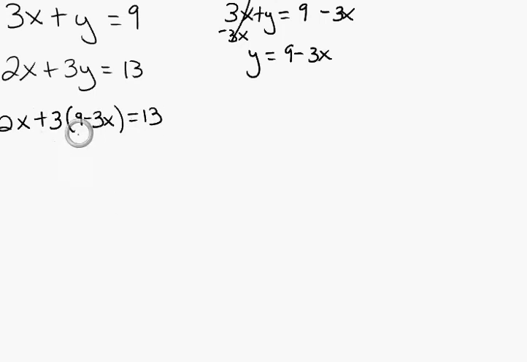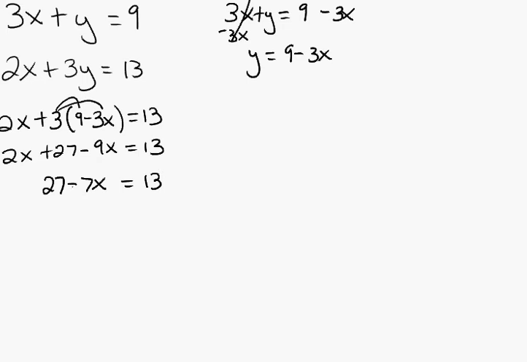I want to simplify this left side of the equation fully by first distributing. So I'm going to have 2x plus 3 times 9, which is 27, minus the 3 times 3x, or 9x, and that equals 13. Next step, I see that I have multiple x's on the same side, so I can combine my like terms. 2x minus 9x is negative 7x, so I have 27 minus 7x, and that equals 13.